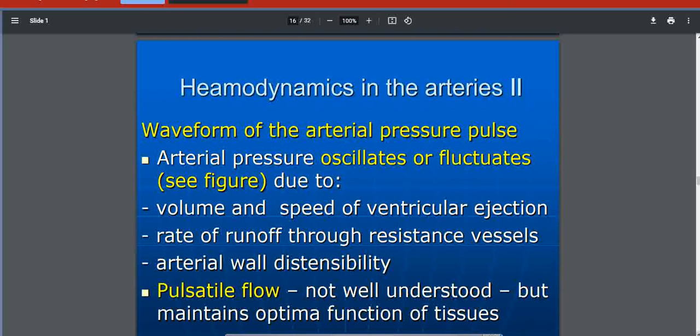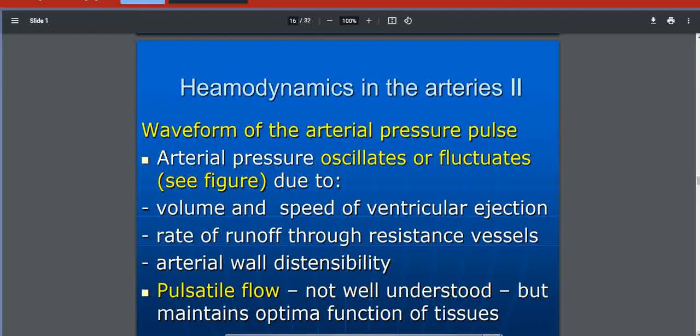All these ones will aid in fluctuations in the blood. So we have volume, speed, ventricular ejection, the speed at which the blood moves. We have the rate of runoff through the resistance vessels, and arterial wall distensibility, that is the ability of the arteries to conform to the pressure, how they can distend, that is increasing in size and reducing in size.